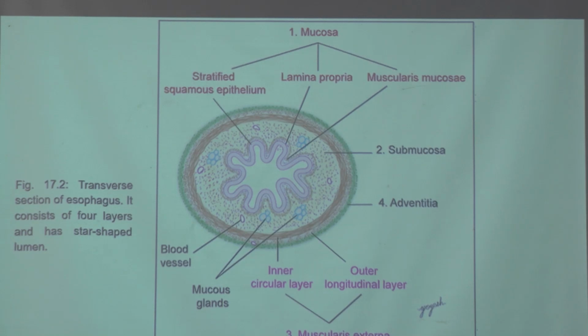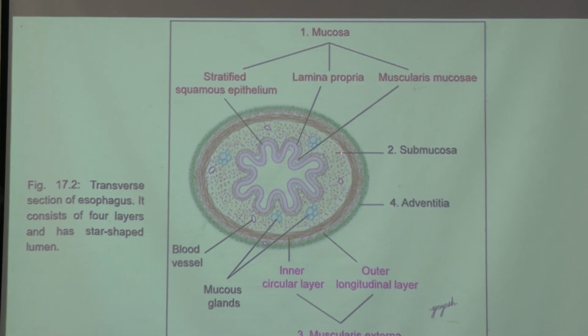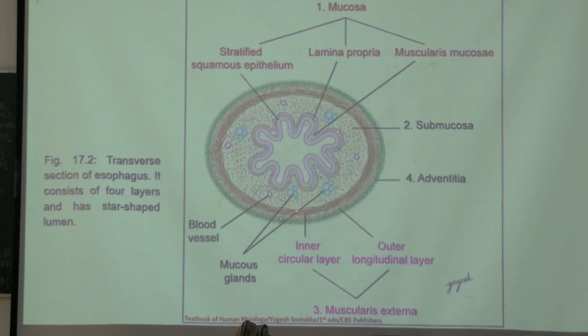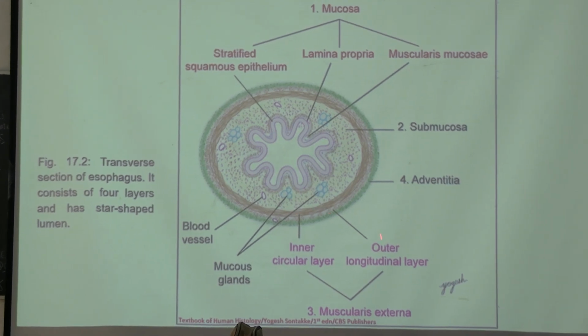Now see, this is the thing. Histological part, the transverse section of the esophagus consists of 4 layers and has a star-shaped lumen. This is a star-shaped lumen. Now, this is the muscularis mucosae. This is the mucosa. Stratified squamous epithelium, the submucosa, adventitia. This is the inner circular layer of muscles, outer longitudinal layer of muscles, and mucous glands, blood vessels.